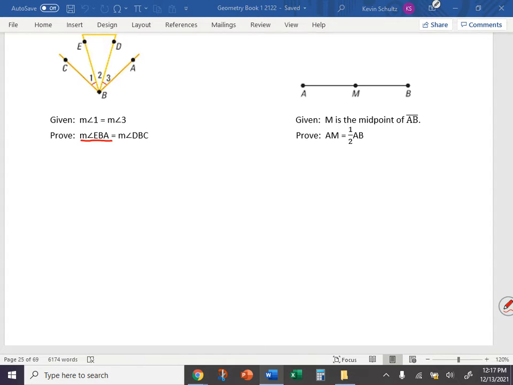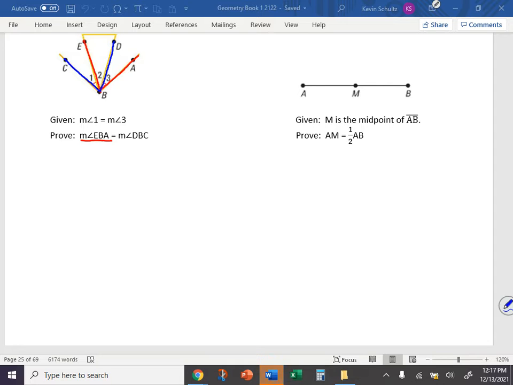So I'm going to underline EBA, and EBA goes from point E down to B and out to A. You can mark this on your page if you want to. You don't have to. You can kind of see it, but that's angle EBA. And we want to prove that it is equal to the measure of DBC, which starts at point D, goes down to B, and then goes up through C.